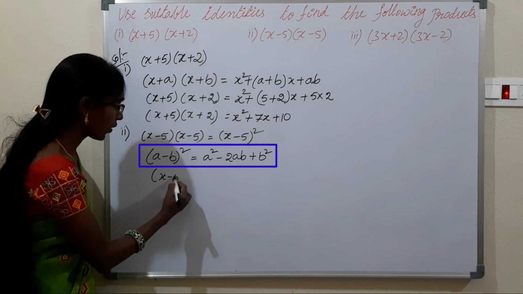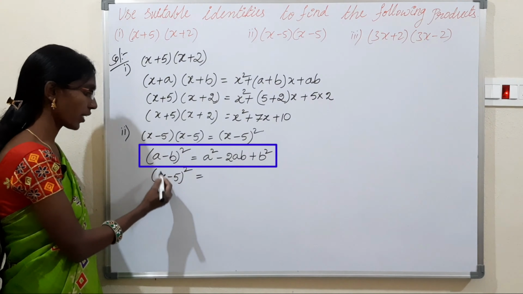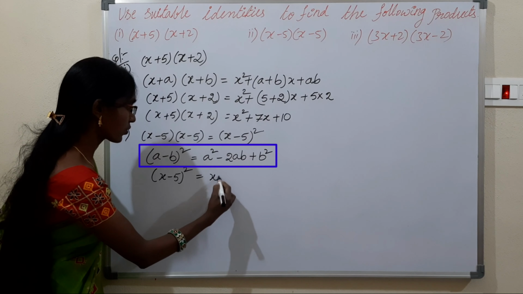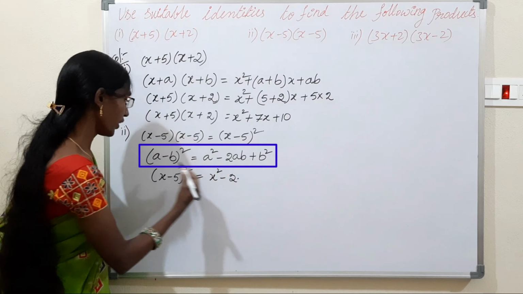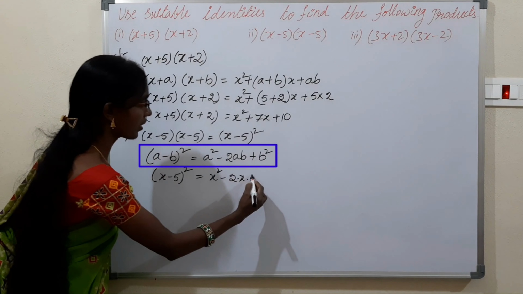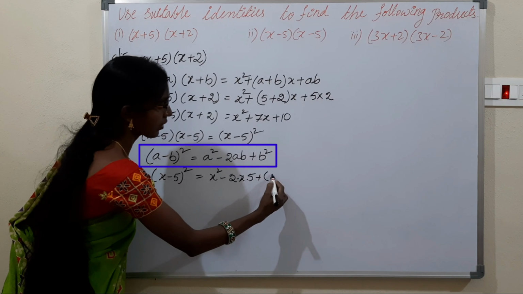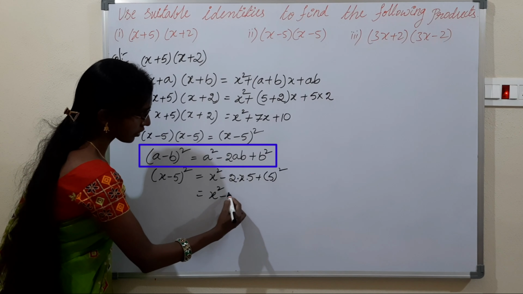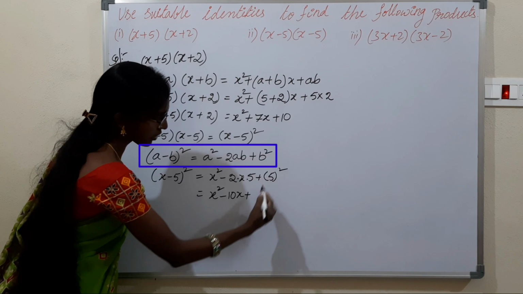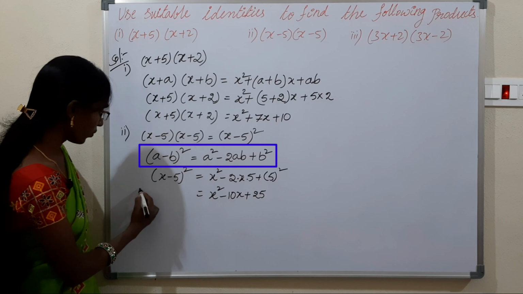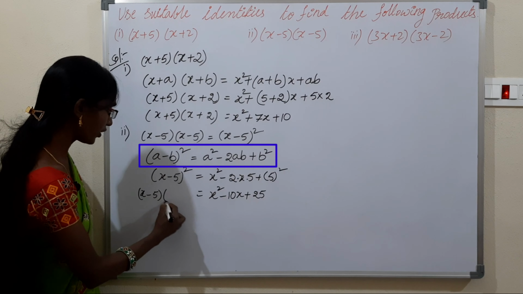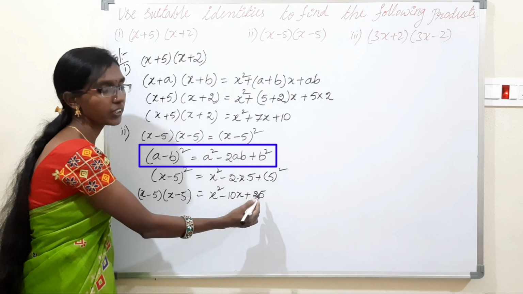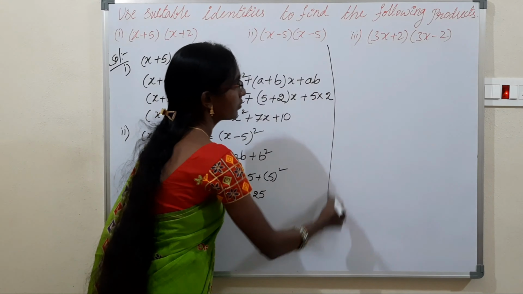So, x minus 5 whole square is equal to, in the place of a we have x and in the place of b we have 5. So, it is x square minus 2 into a, that is x, and b, that is 5, plus b square, which is 5 square, which is equal to x square minus 5 into 2 is 10x plus 5 square is 25. Therefore, the product of x minus 5 into x minus 5 is x square minus 10x plus 25. Let's solve the third one.